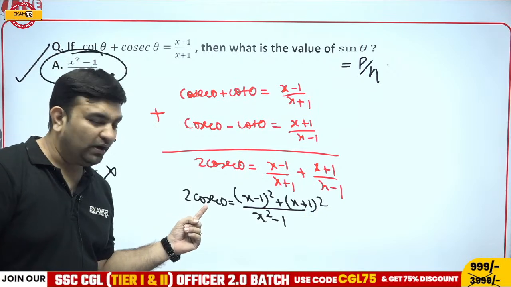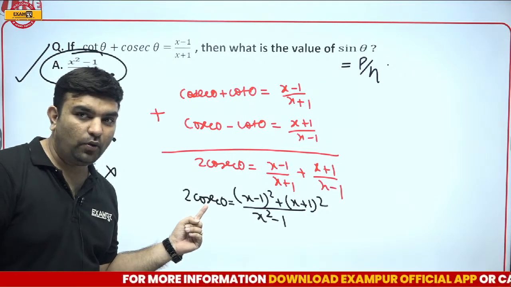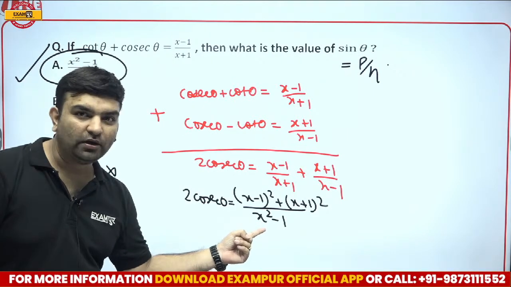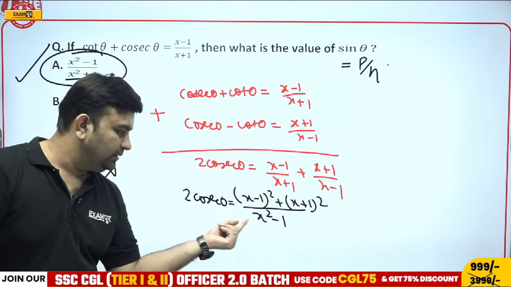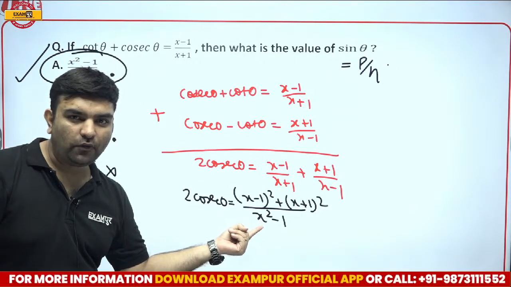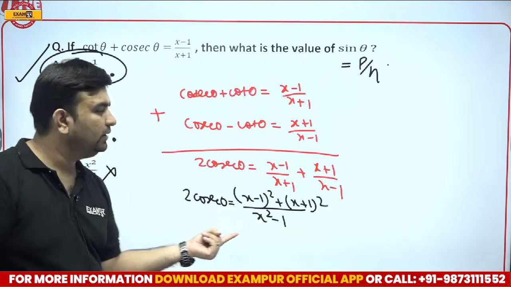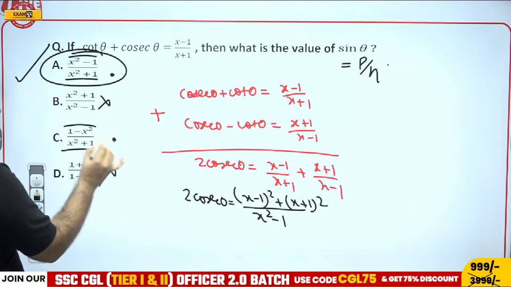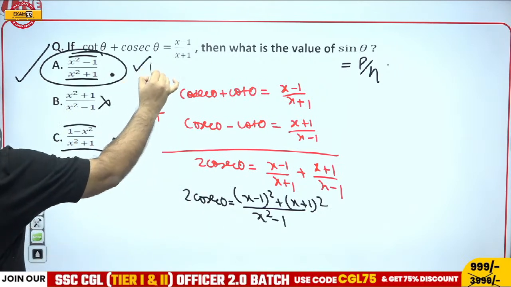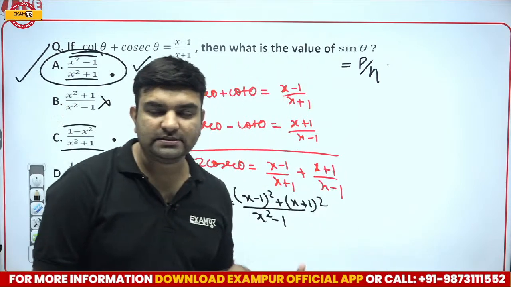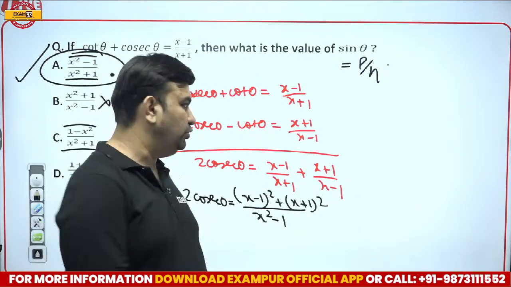Okay, whatever comes in the denominator of cosec becomes the numerator of sine. The denominator of cosec is the numerator of sine. You have a confusion about x square minus 1 or 1 minus x square. So x square minus 1 is the ultimate answer. Whatever is the denominator of cosec is the numerator of sine.